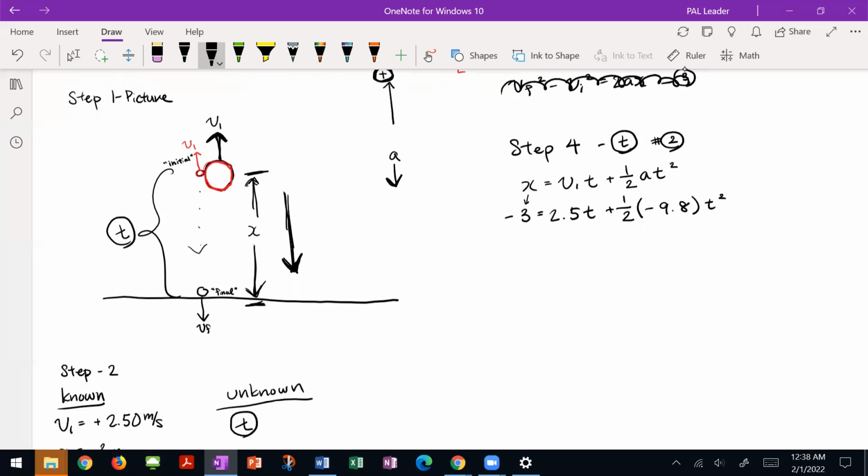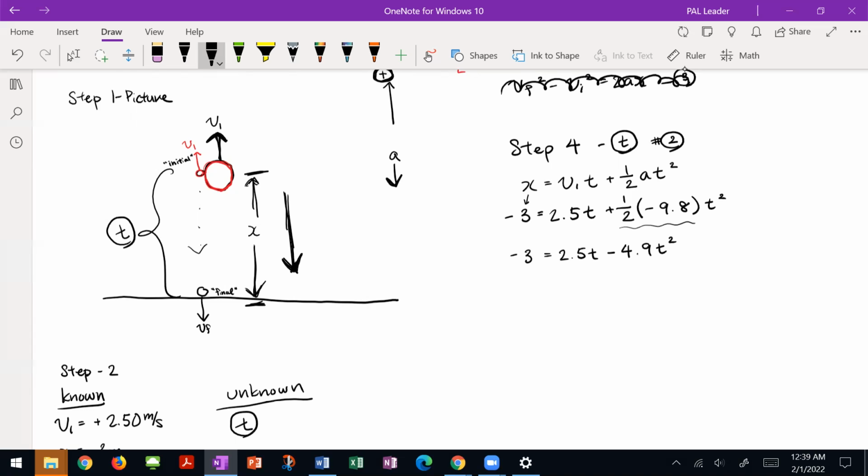Ugh, that's not pretty. I'm going to first simplify this, maybe. Negative 3. I don't know how to solve it, I'm just kind of doing it as I go. So what would that be? 4.9? I hope so. Okay, and we want to find t. Is this called a quadratic equation? Because we have a t squared.